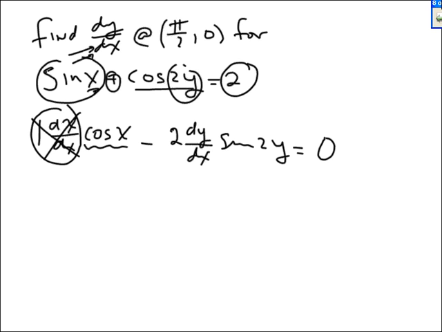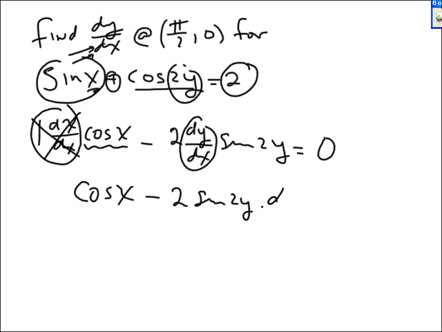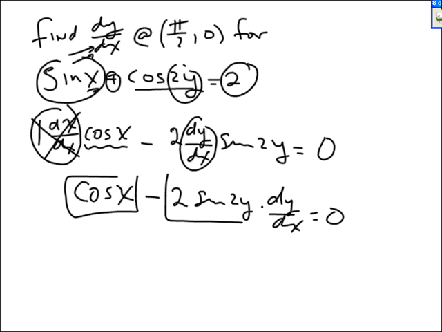dx over dx is 1. 1 times 1 is 1, times cosine x is just cosine x, minus, I'll say that last, 2 times sine 2y times dy dx equals 0. This take away this is 0. That means they're equal to one another. If you subtract two things and you get 0, they're equal to one another.